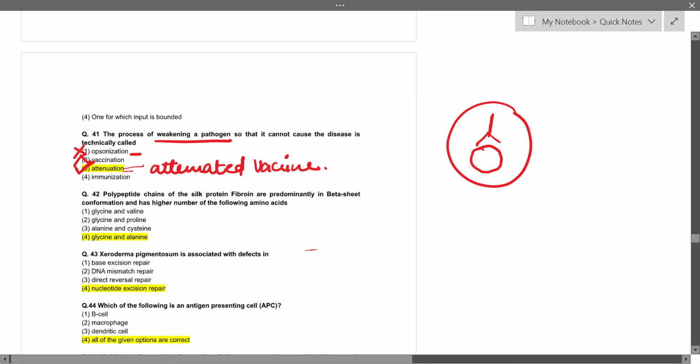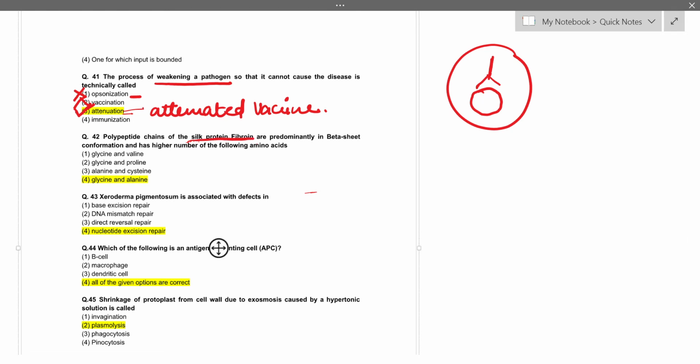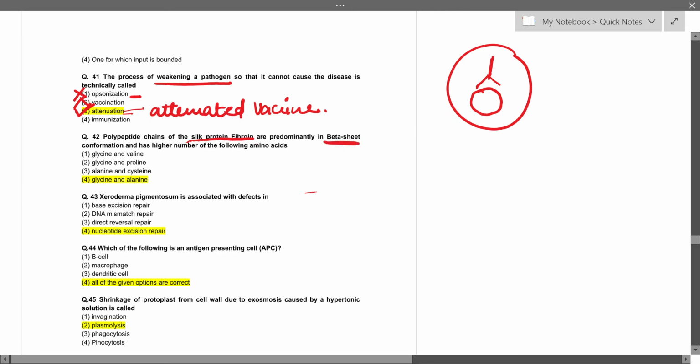Next question is, polypeptide chains of the silk protein fibroin are predominantly in the beta sheet conformation, and have a higher number of which amino acids? In the polypeptide chain of silk protein fibroin, the majority of the amino acids are present in the beta sheets. We have to remember beta sheet, because in the alpha helix there is no presence of glycine. Here they are asking about beta sheets. In the beta sheets, glycine and alanine are predominantly present.